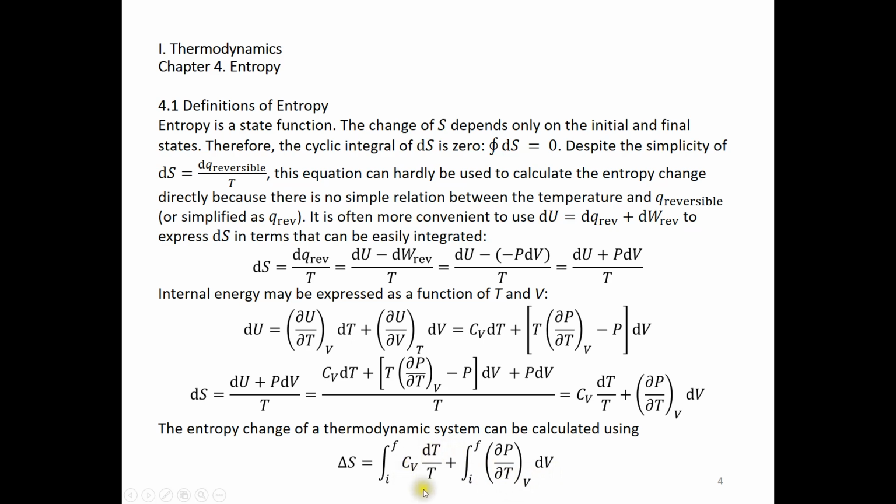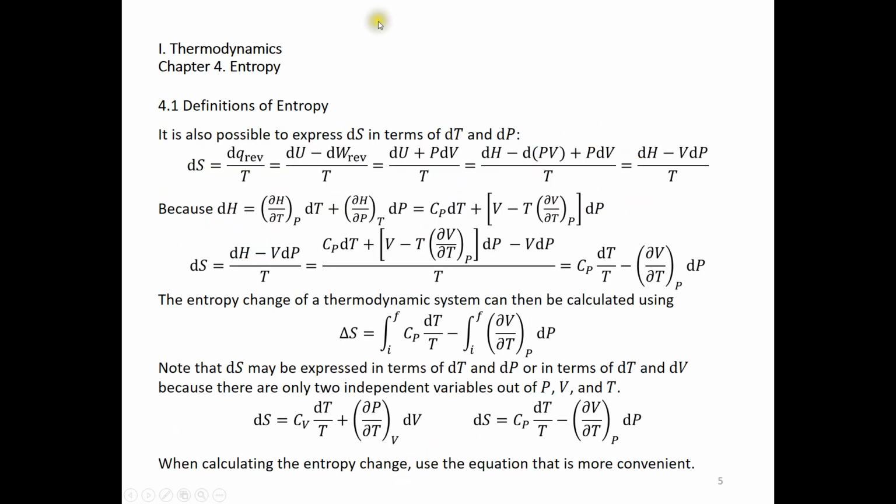And usually we will be given the molar heat capacity for the substance, and then multiplied by n, we get C sub V. Now, it's possible to express dS in terms of dT and dP as well. Remember, among pressure, temperature, and volume, there are only 2 independent variables. Which 2? Well, we just choose the 2 variables that make our derivation more convenient.